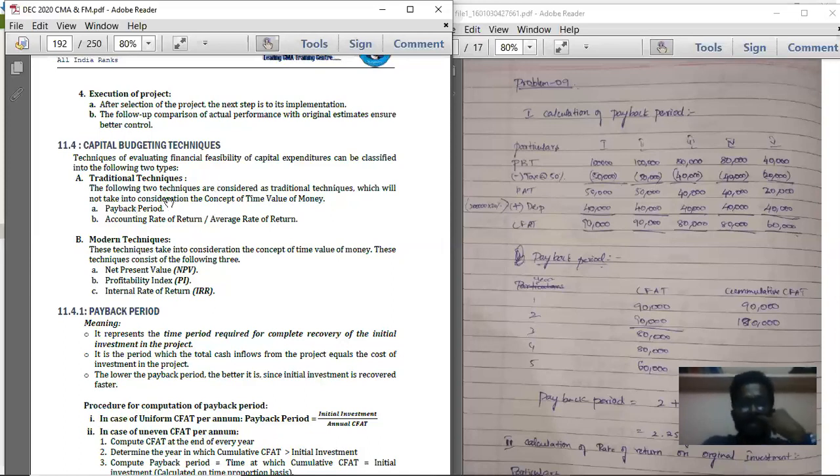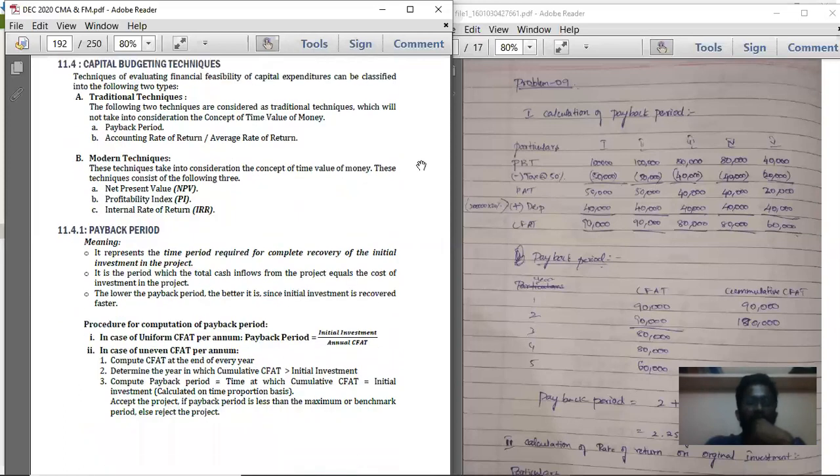That is, traditional techniques will not consider the concept of time value of money, whereas modern techniques will consider the concept of time value of money. So what are the different modern techniques? Modern techniques are what you are going to see in this particular capital budgeting chapter. So many sums are from modern techniques.